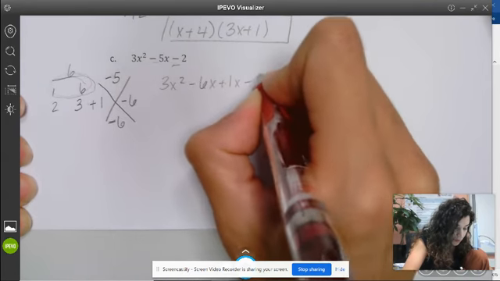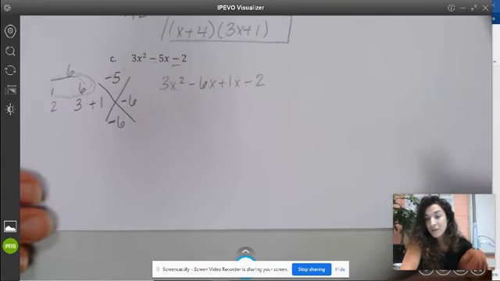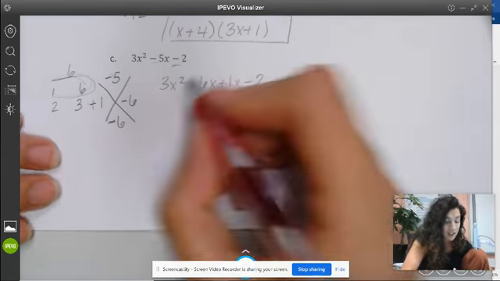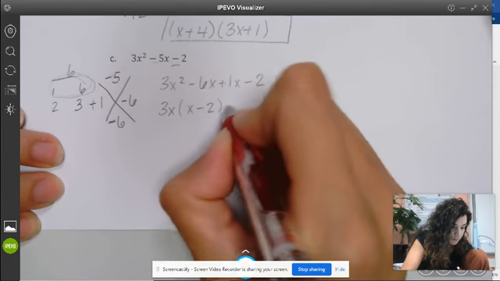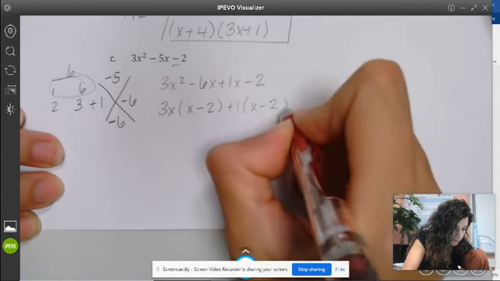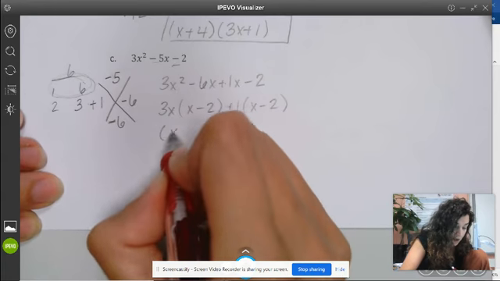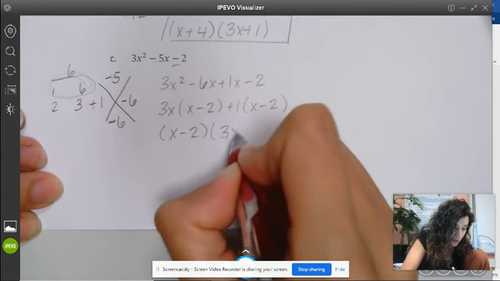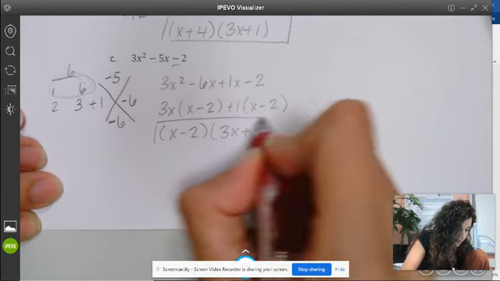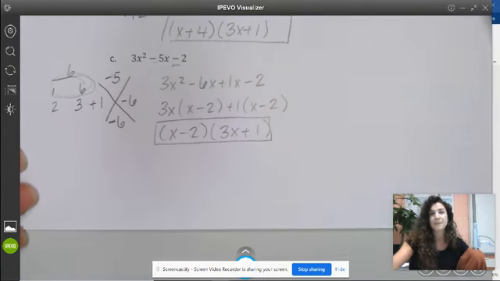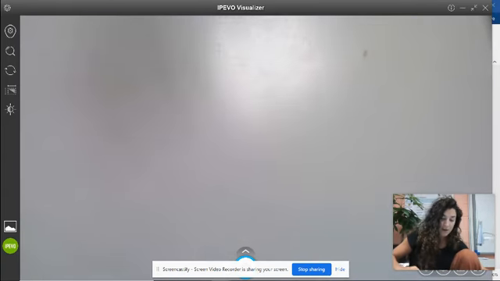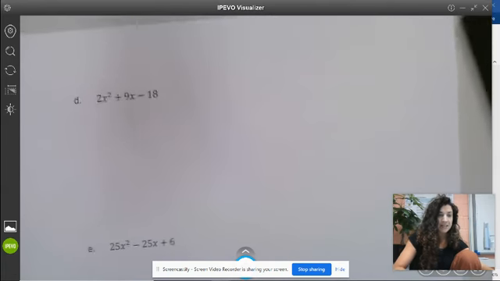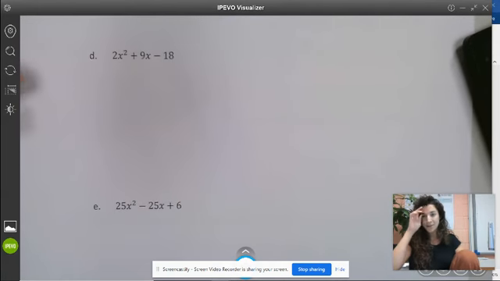It does not matter which order you put it, because you might get different greatest common factors, but you'll still get the same final answer. Again, take out your greatest common factor, which is x minus 2 in this case, and your final answer. Okay, go to the back page, and we're going to do the rest on our own, and I will go through the answers just really quickly for every single one with you.